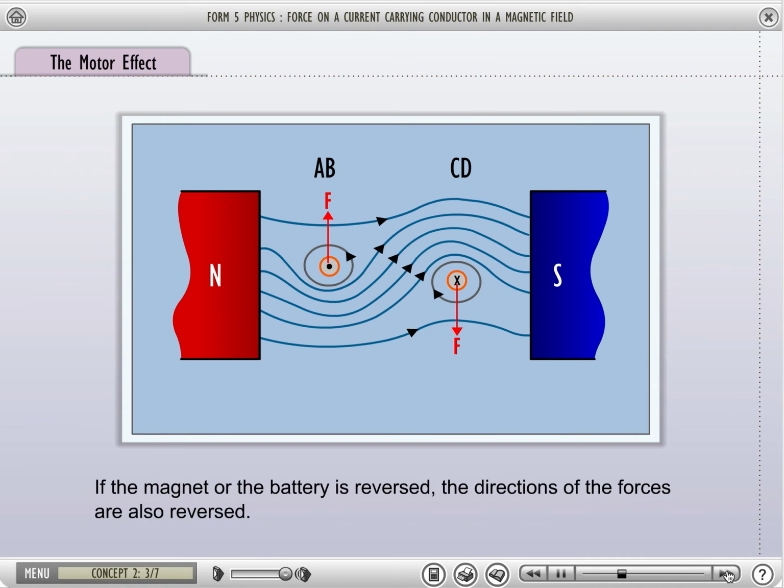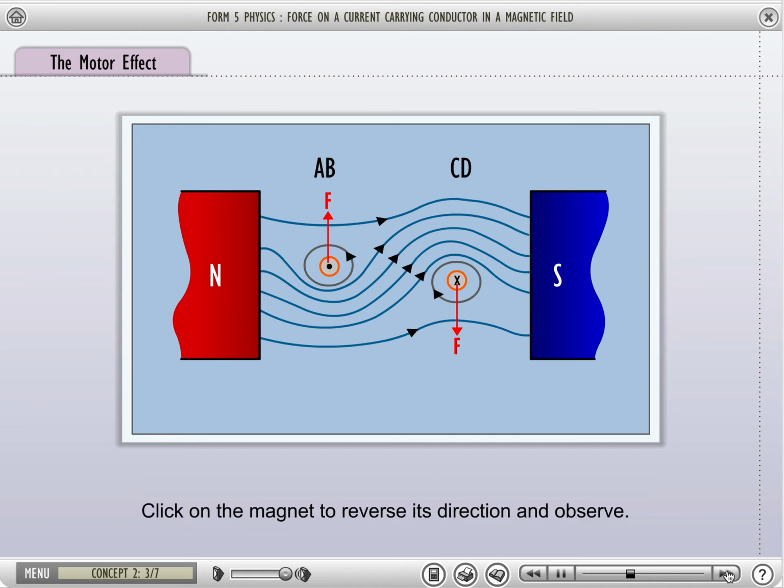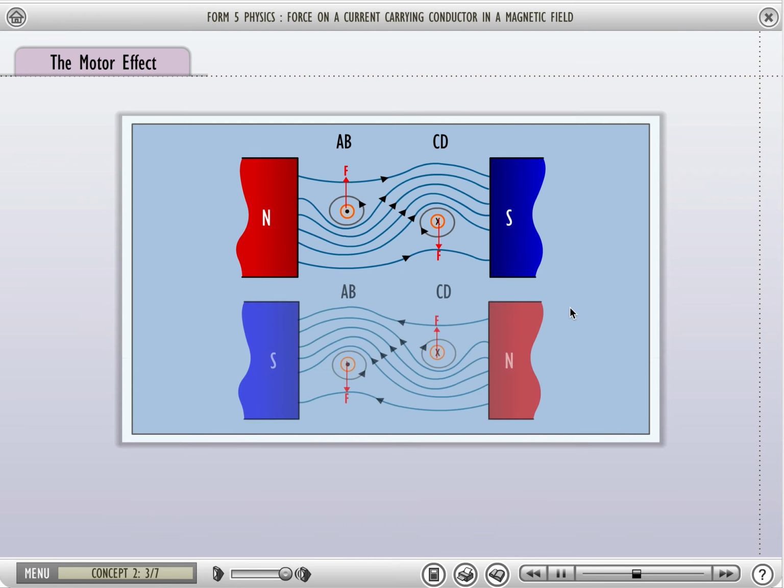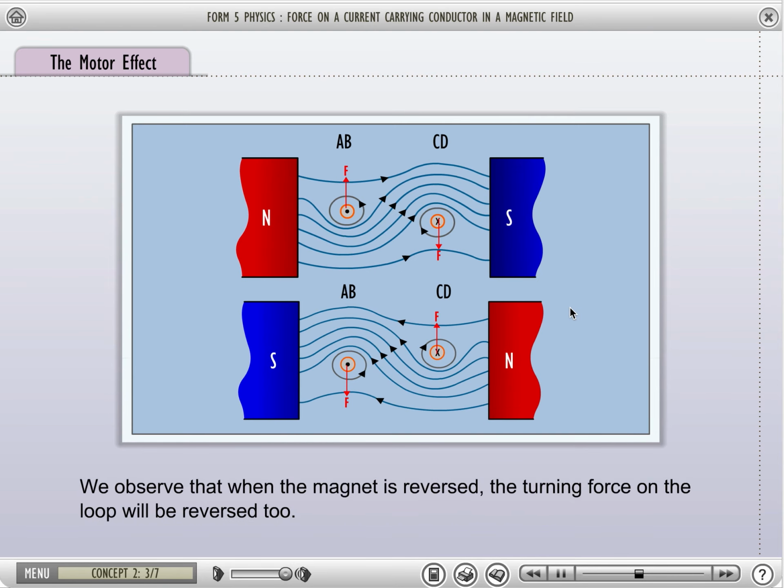If the magnet or the battery is reversed, the directions of the forces are also reversed. Click on the magnet to reverse its direction and observe. We observe that when the magnet is reversed, the turning force on the loop will be reversed too.